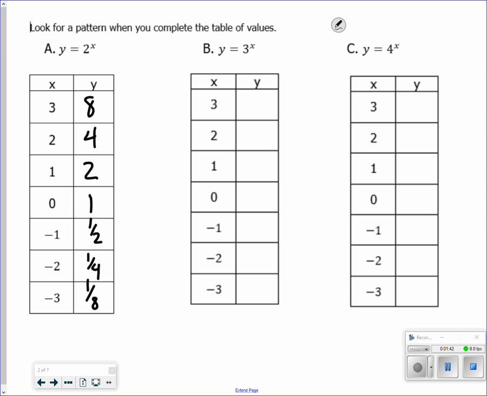3 to the third, second, first, the negative.